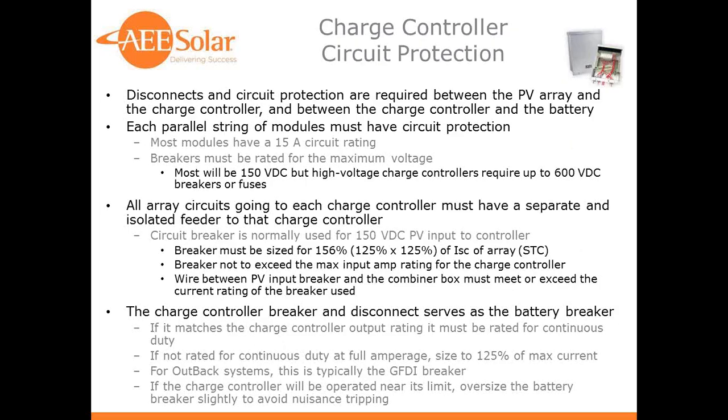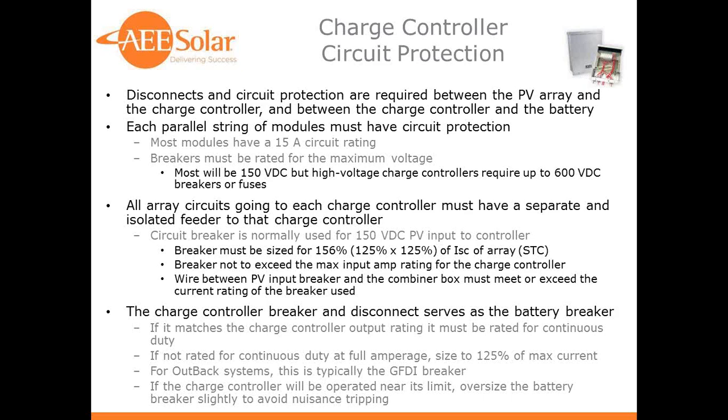You obviously need circuit protection on every circuit in a system, especially important with battery systems because batteries have the capacity to dump thousands of amps into short circuits, for instance, so you make sure that all your wiring is protected with properly rated DC fuses or circuit breakers. Most modules have a 15 amp circuit rating, so an individual module or a string of modules in series would need to be on a 15 amp circuit.